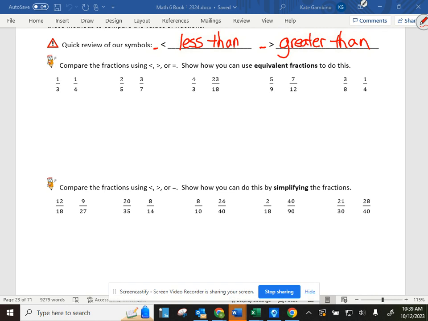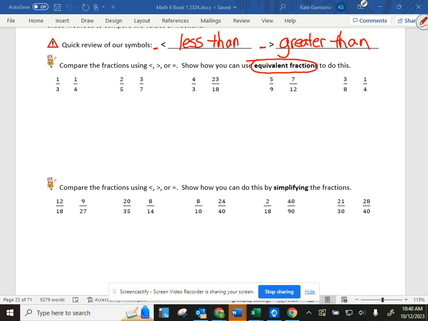So now we're going to compare the fractions using less than, greater than, or equal to. Show how you can use equivalent fractions to do this. Now this is important. We want to use equivalent fractions. What's the easiest way to compare fractions? What do we need to have to really compare them? Common denominator. So we can really know what we're comparing.